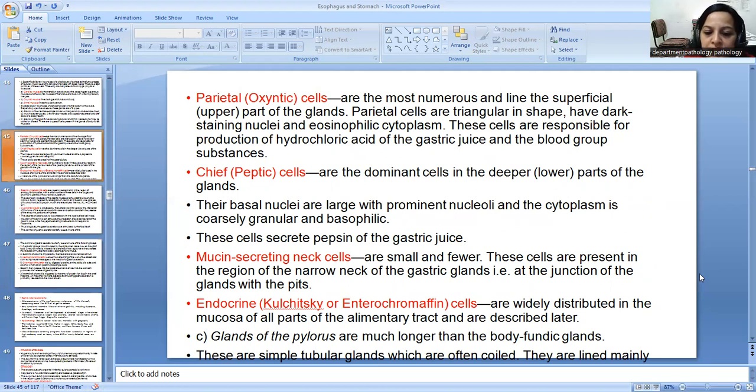Then the mucin secreting neck cells, which are small and fewer. These cells are present in the region of the narrow neck of the gastric glands, that is at the junction of the glands and the pits. The fourth type of cells are endocrine cells, which are also known as Kulchitsky or enterochromaffin cells. These are widely distributed in the mucosa of all parts of the alimentary tract and are described later. Glands of the pylorus are much longer than the body and fundus glands. These are simple tubular glands which are often coiled.